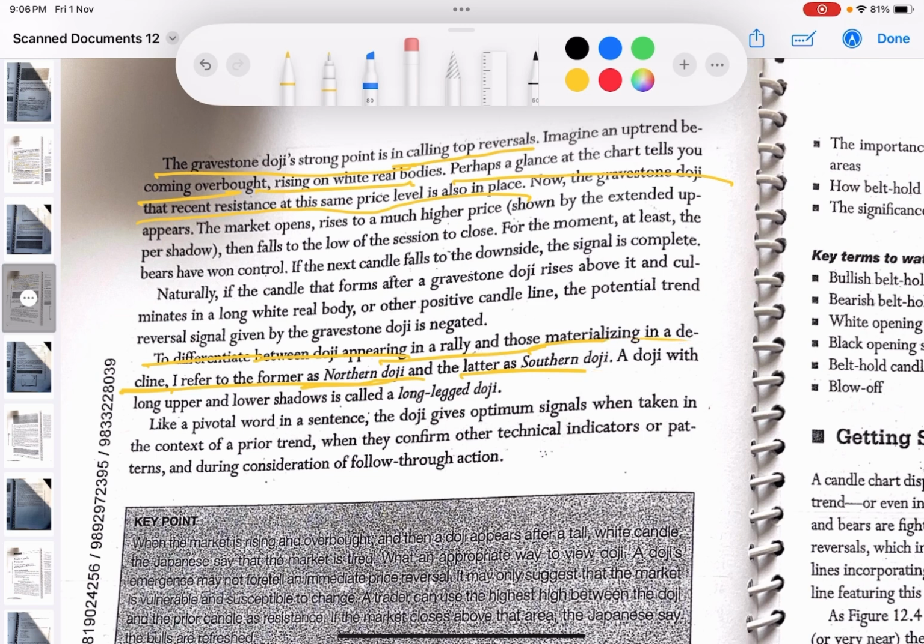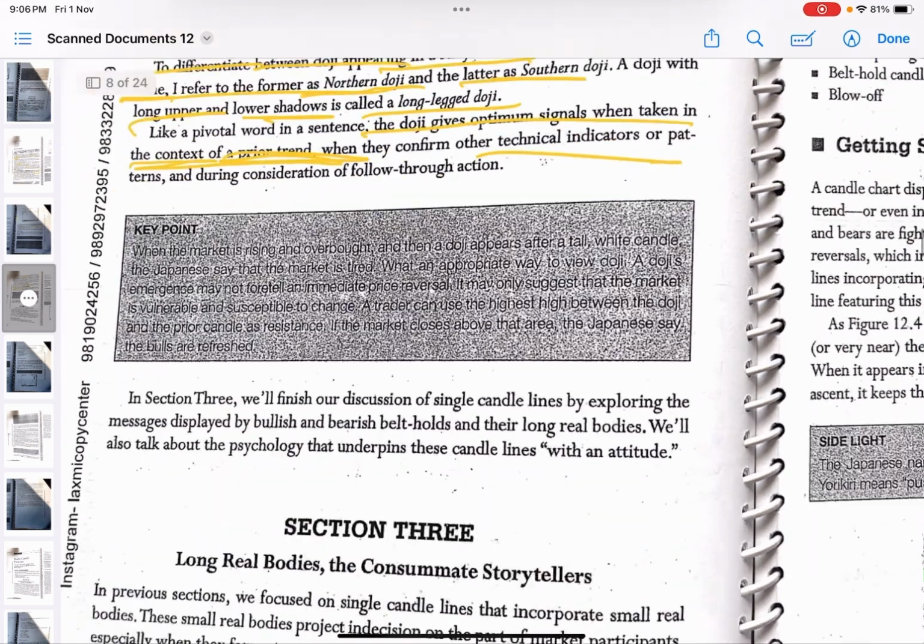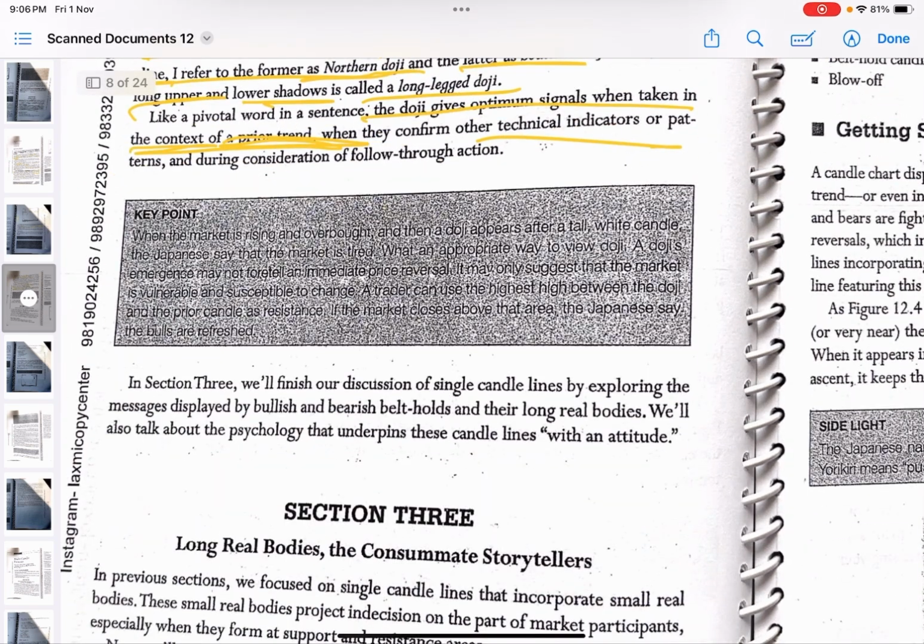A doji with long upper and lower shadows is called a long-legged doji. The doji gives optimum signals when it takes place in the context of a prior trend. So you need to use other indicators and see the zone where it's formed, and consider all of that before taking a decision.